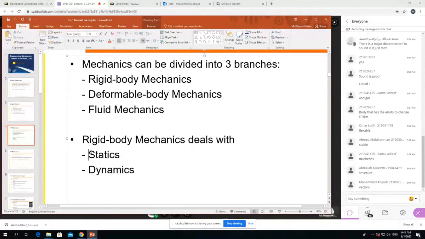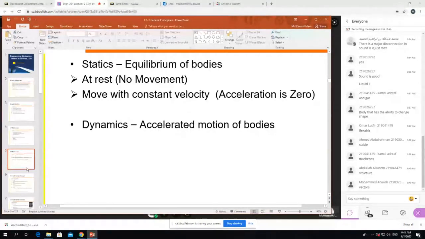Statics and dynamics. Statics is that part where, after application of the force, the body remains in rest position. It doesn't move. There is no acceleration. If there is acceleration after the application of force, then it is discussed as dynamics, or some people say dynamics. So when we say body in the rest position, that means body in equilibrium.